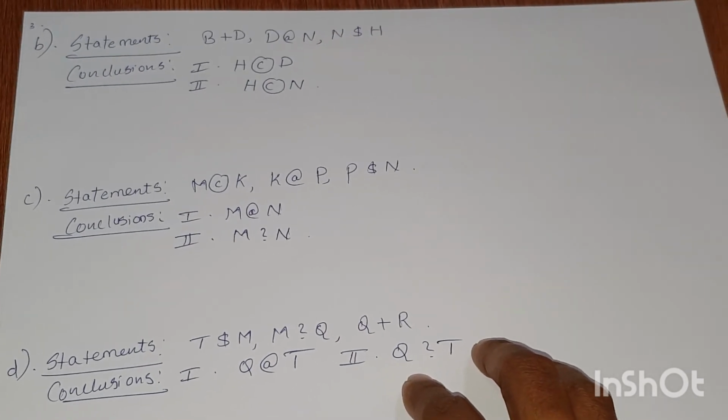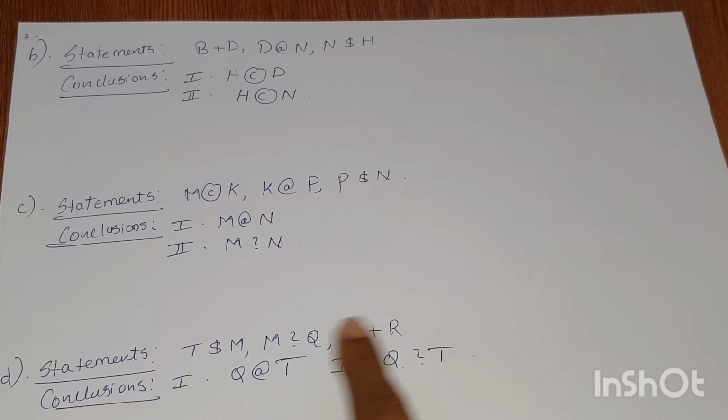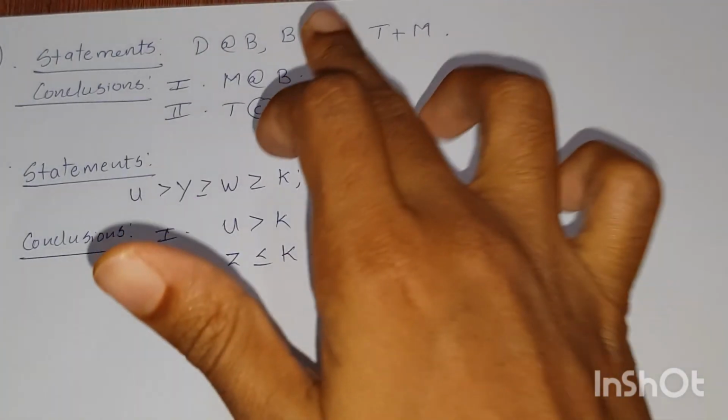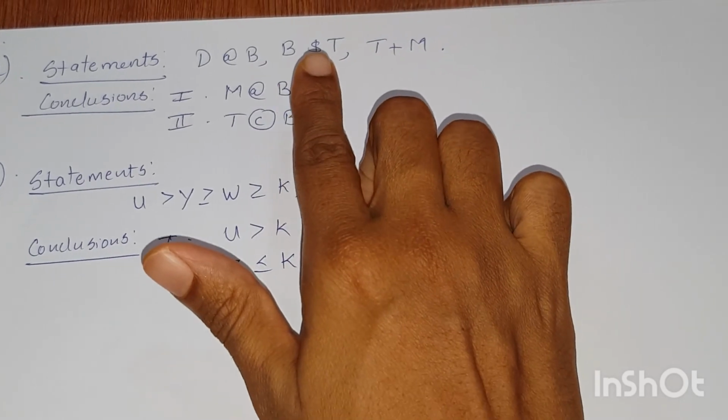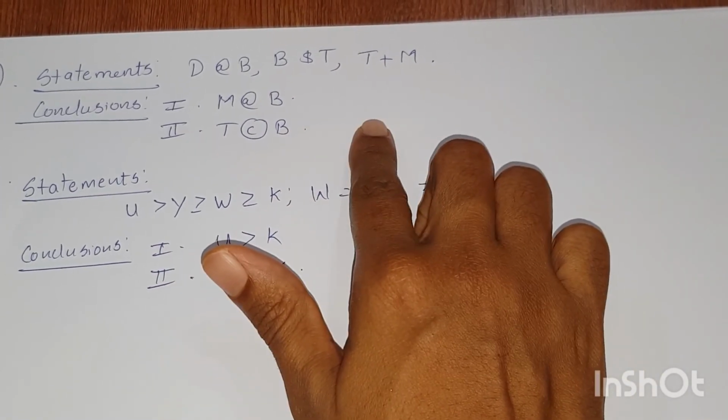And for the fourth one, the statements are T dollar M question mark Q plus R. And conclusions are Q at the rate T and Q question mark T. And fifth one, statements are D at the rate B dollar T plus M. Conclusions are M at the rate B, T copyright B.